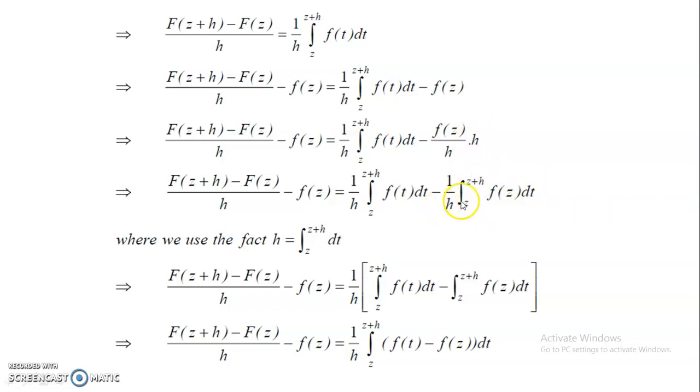So that results, and we can put it in this form. Then what is that? I am taking 1 over h outside, from the fact that the integral of dt from z to z plus h is h itself, which I have used here. So 1 over h outside, and the integral from z to z plus h of f of t dt minus f of z dt.